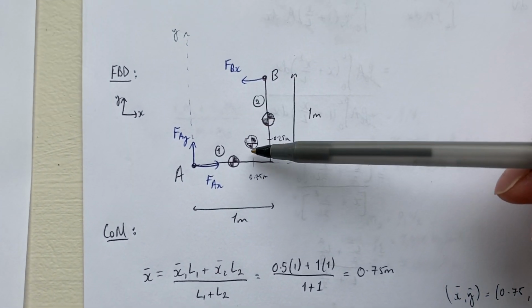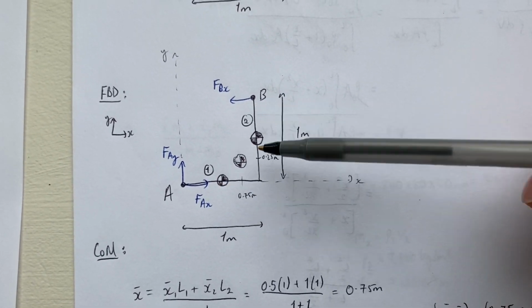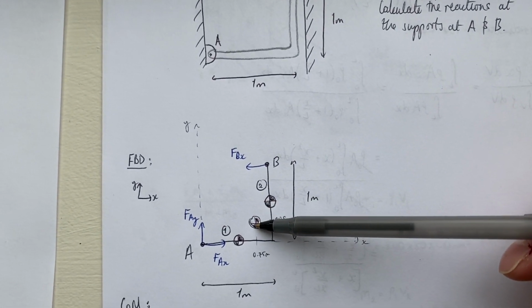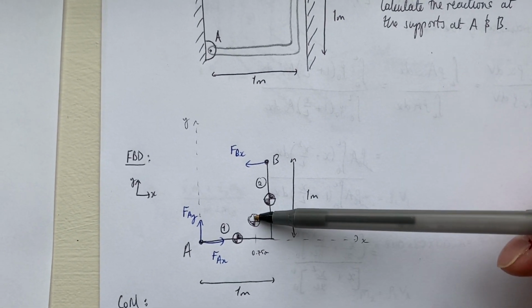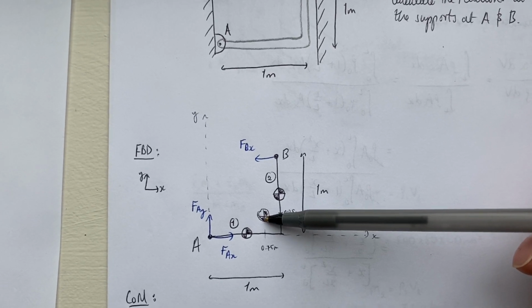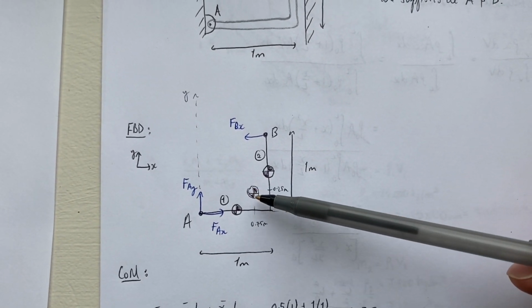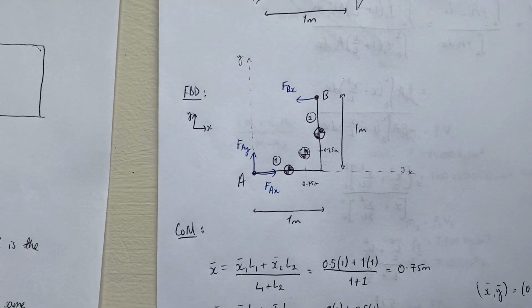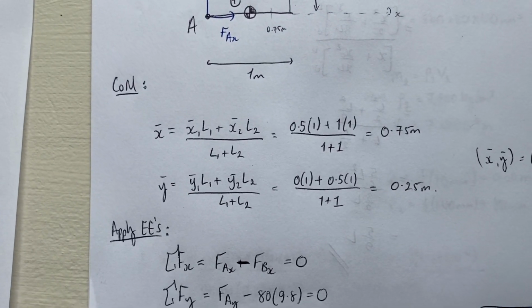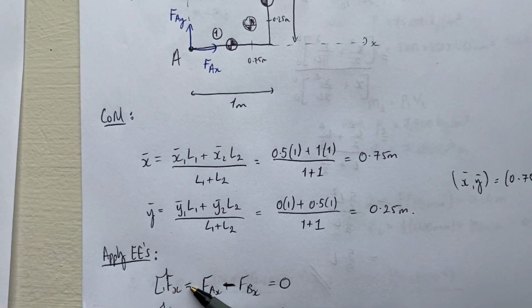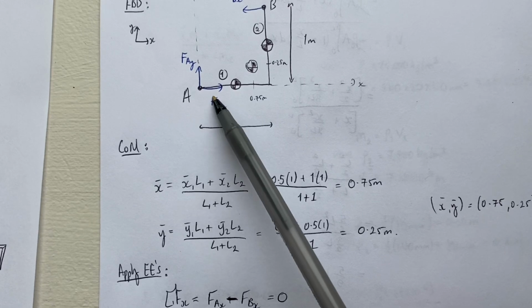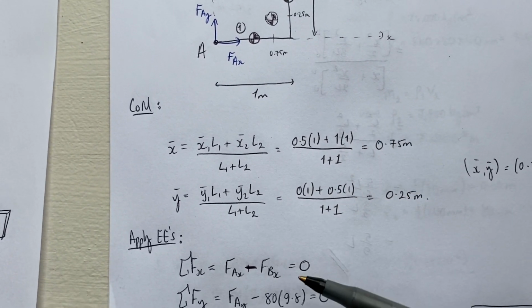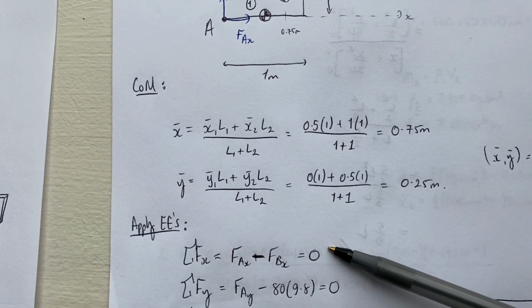So now we can consider the weight of this object, this total object, the L-shaped beam, acting at its center of mass. So we're just going to have one force vector acting at this point now, right? So now we're in a position to go ahead and apply our equilibrium equations to this system. So first of all, summing the forces in the x direction, we have positive FAX, negative FBX. So that's where this equation comes from.